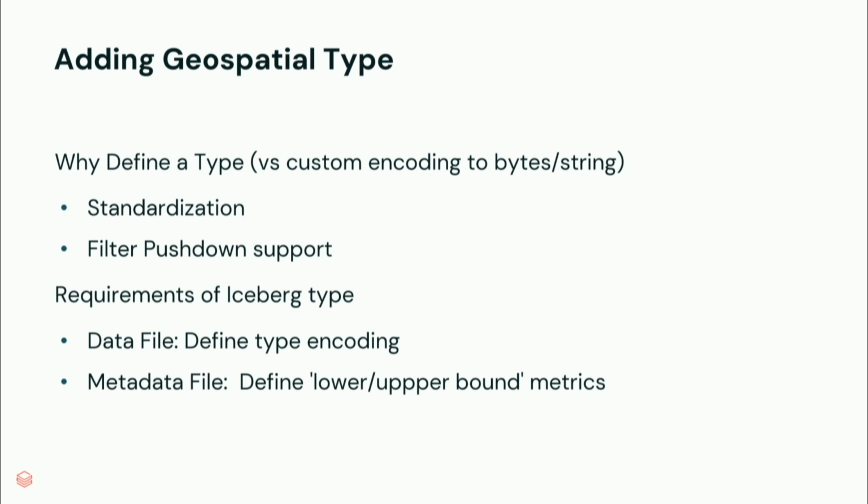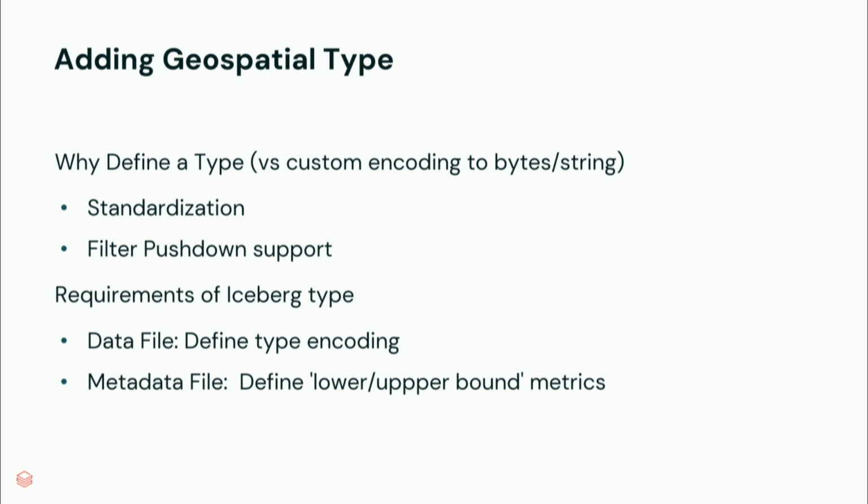If you ever need to define a type in Iceberg, there are two requirements. One is Iceberg sits on top of data files, like Parquet, Avro, ORC. So we need a way to encode the geodata into those data files. And the second one is the metadata. For filter pushdown, Iceberg maintains statistics. In Iceberg, we call them metrics, column metrics, for all the columns.